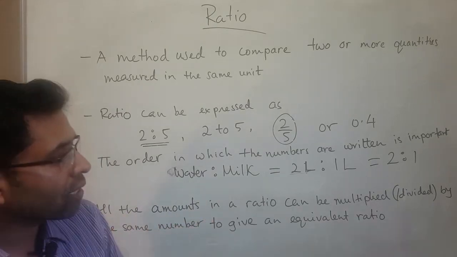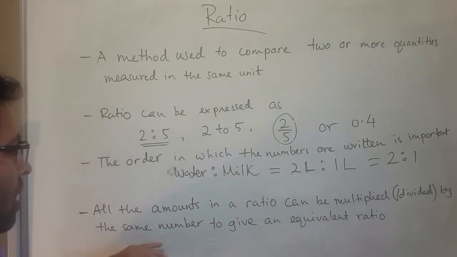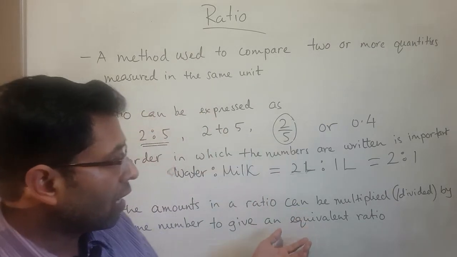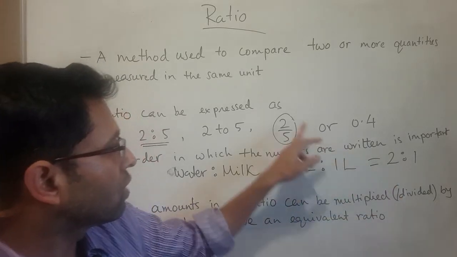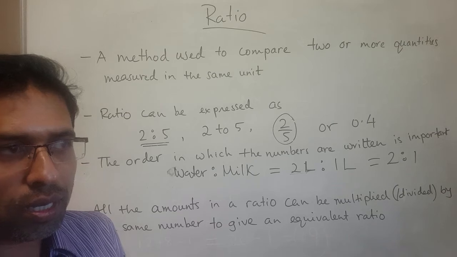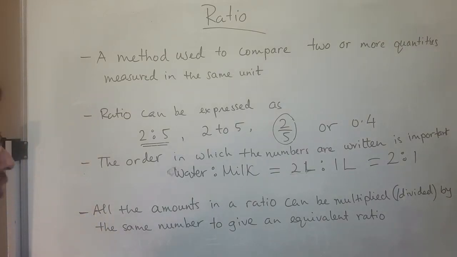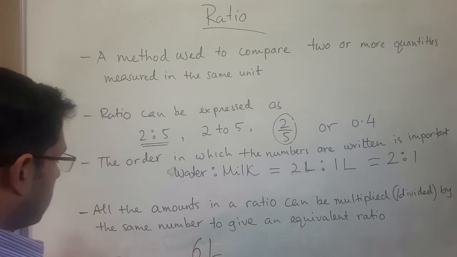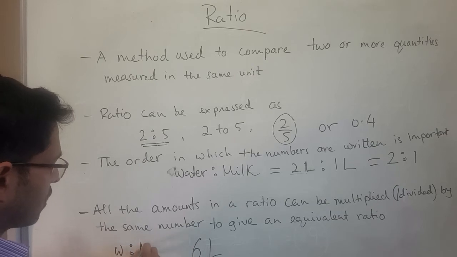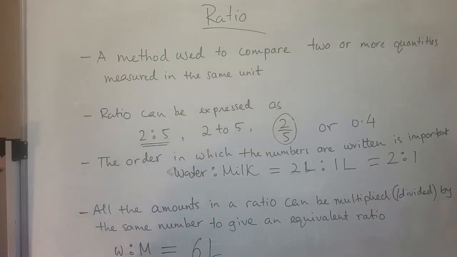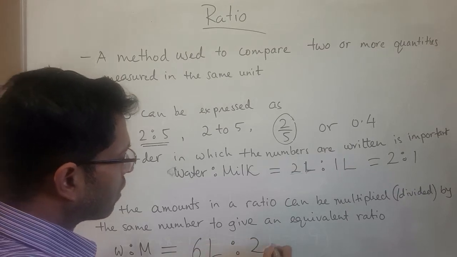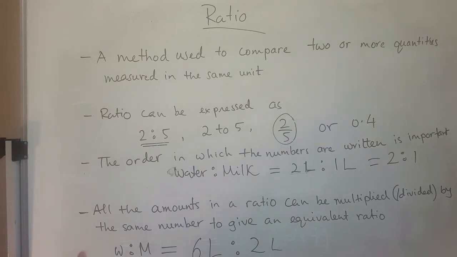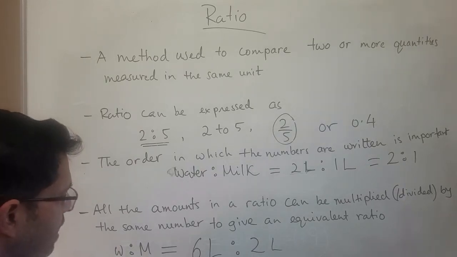All the amounts in a ratio can be multiplied or divided by the same number to give an equivalent ratio. As I said, we are allowed to do multiplication or division with the same number, which gives us the equivalent ratio. What does it mean? Say I am adding 6 liter of water with 2 liter of milk, water to milk ratio. Then we are allowed to divide and make it a simplified form.